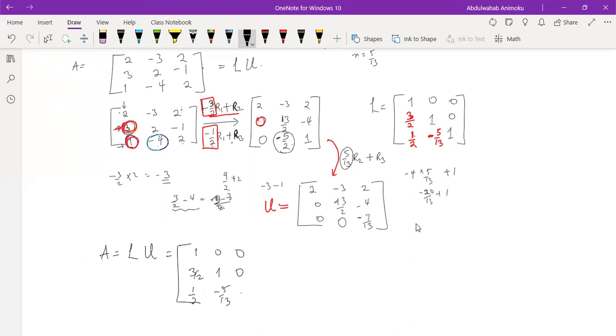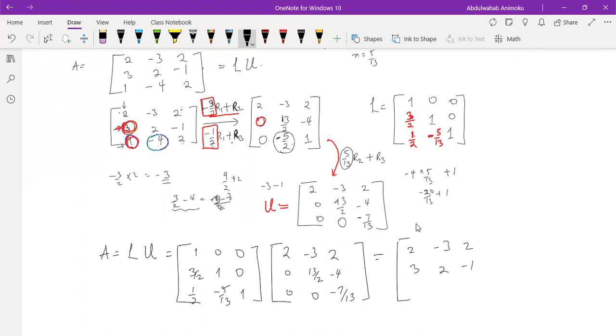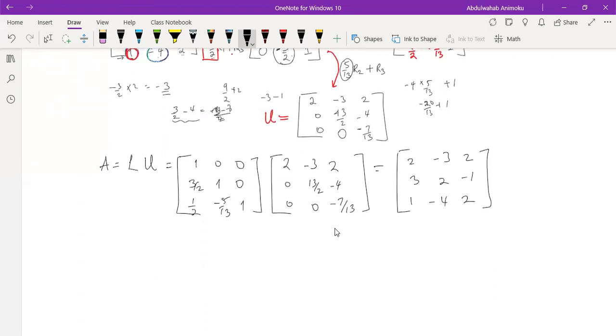minus 5 over 13, 1, multiplied by U, multiplied by this, would give us A, would give us this. Just this will be a good exercise for you. But we could look at 1 or 2 entries to see. So let's focus on the last entry, right? So let's see how we can get 1 from multiplying this.